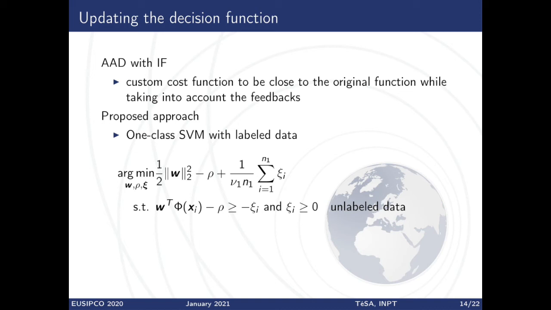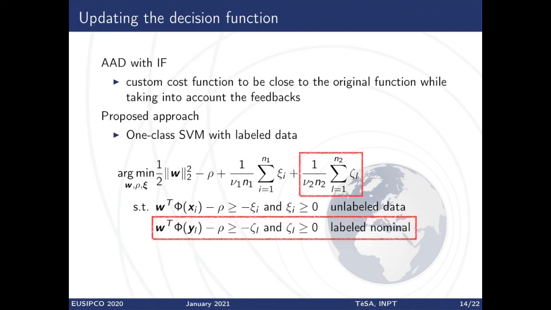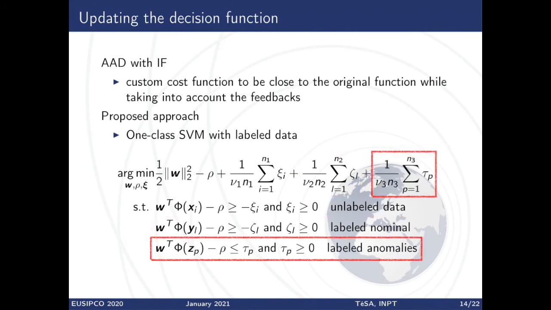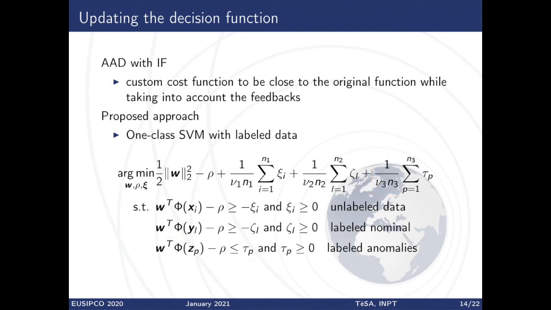But here we propose to use one class SVM with labeled data. So what we propose is to take the one class SVM problem and to add some constraints depending on the labeled data. So for instance, we want to enforce labeled nominal data to have a positive distance to the hyperplane. And we want to impose to labeled anomalies to have a negative distance to the hyperplane. And we also add slack variables for labeled data to avoid overfitting.